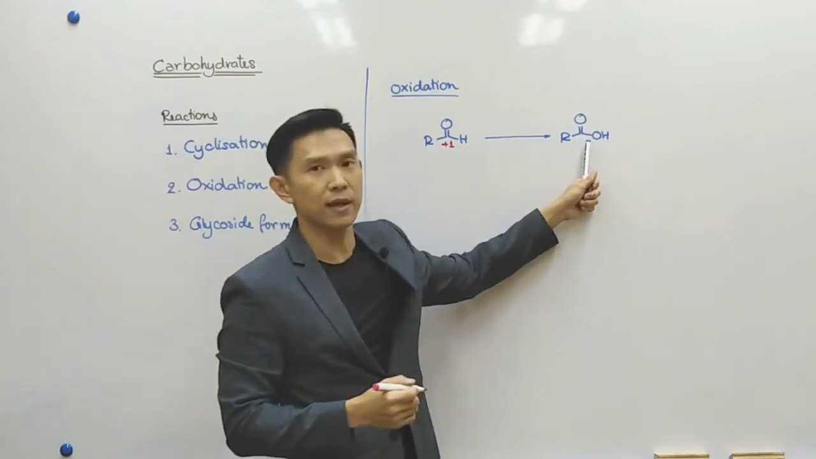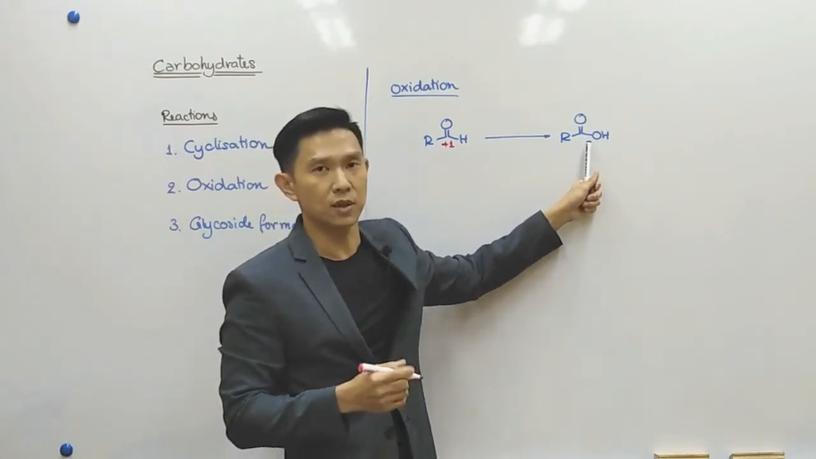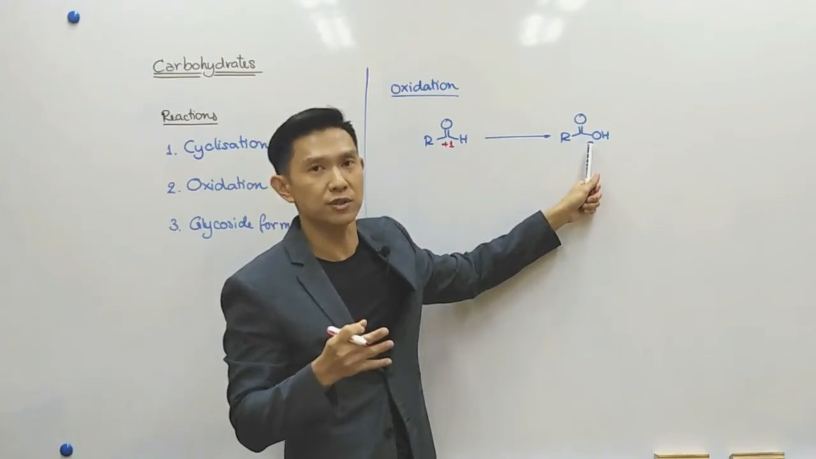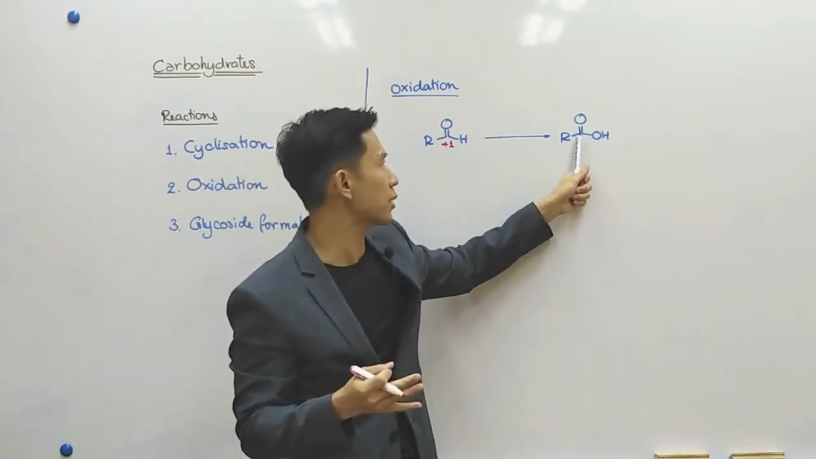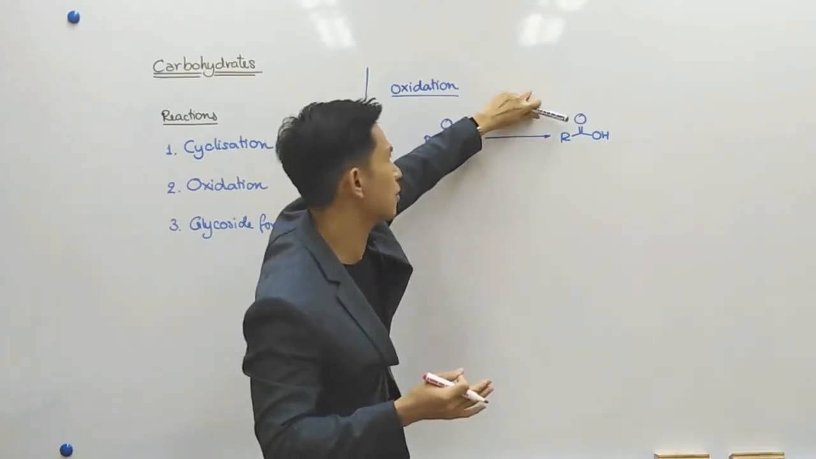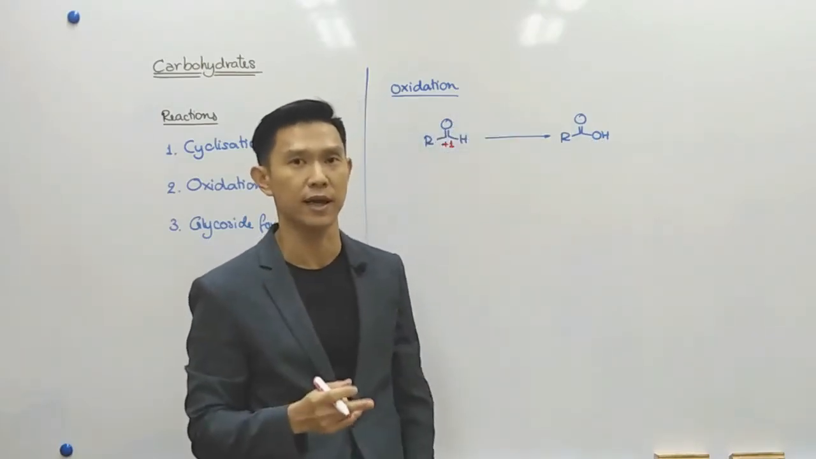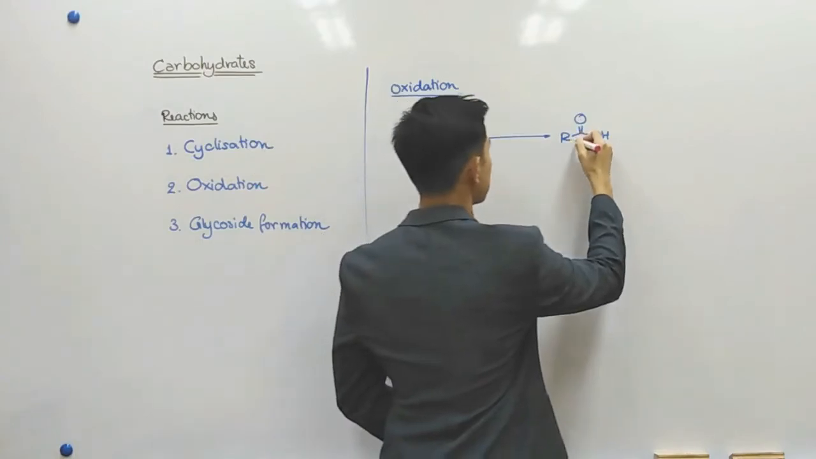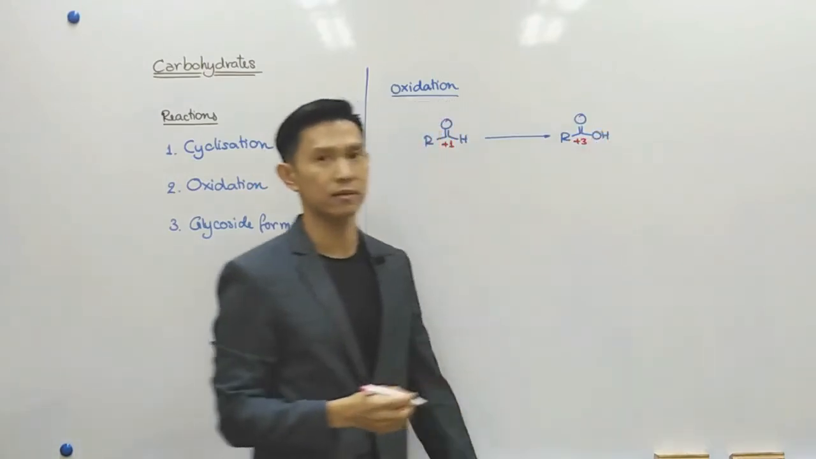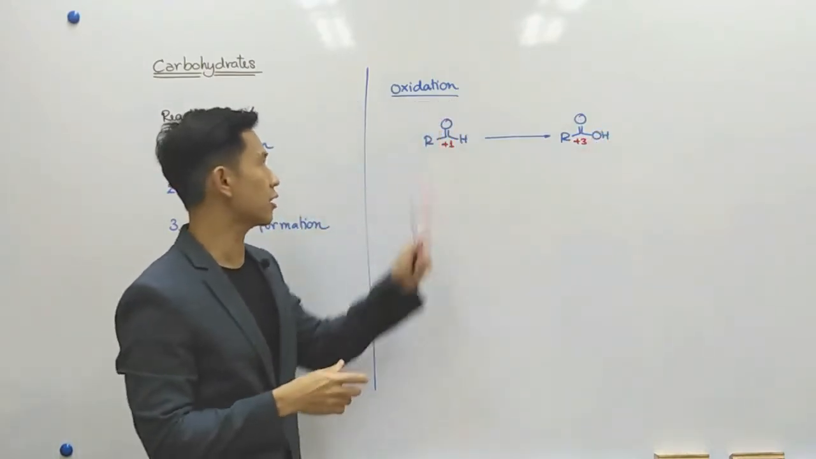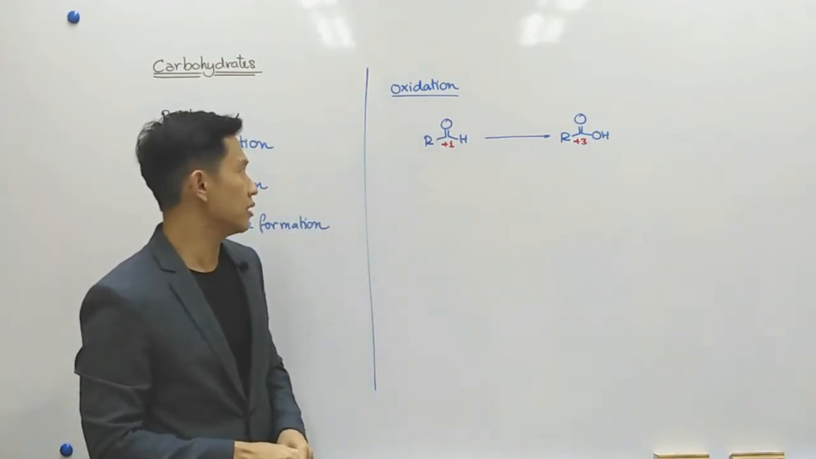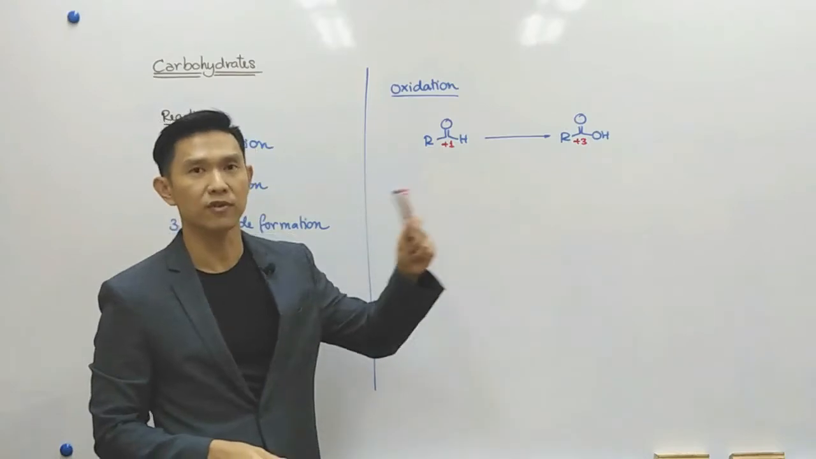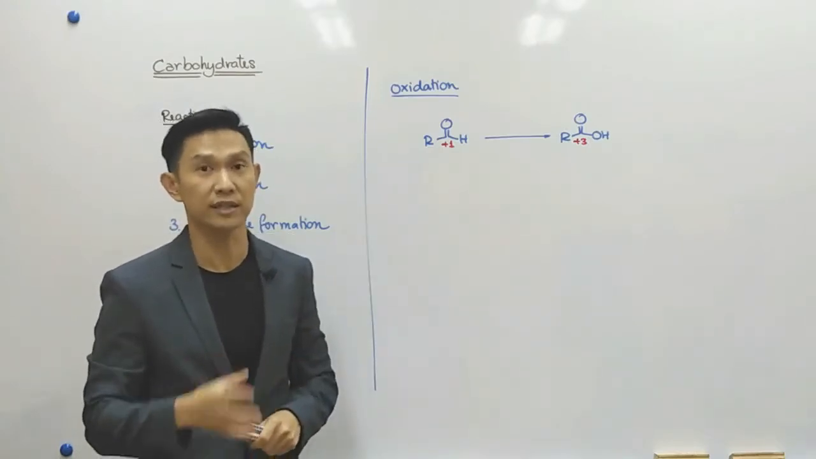So if you look at this carbon atom, it connects with 3 bonds of oxygen atoms. That means this oxygen takes 1 electron from carbon, but this top oxygen takes 2 electrons from your carbon atom. And then the oxidation number of this carbon atom is +3. So this is the oxidation process. Obviously, this can happen if you have a suitable oxidizing agent.